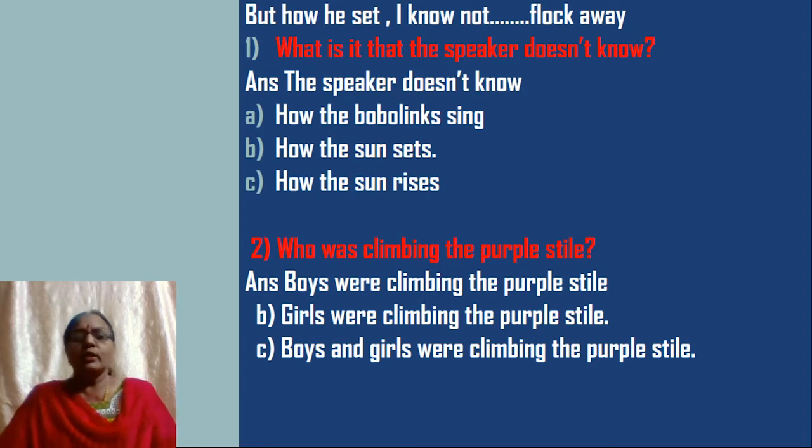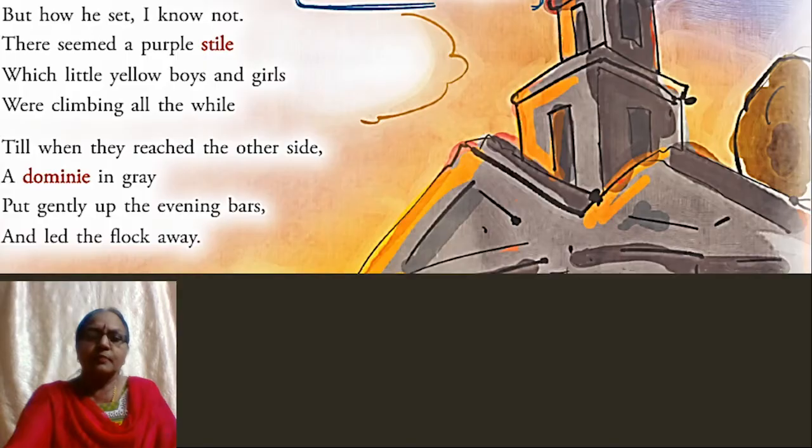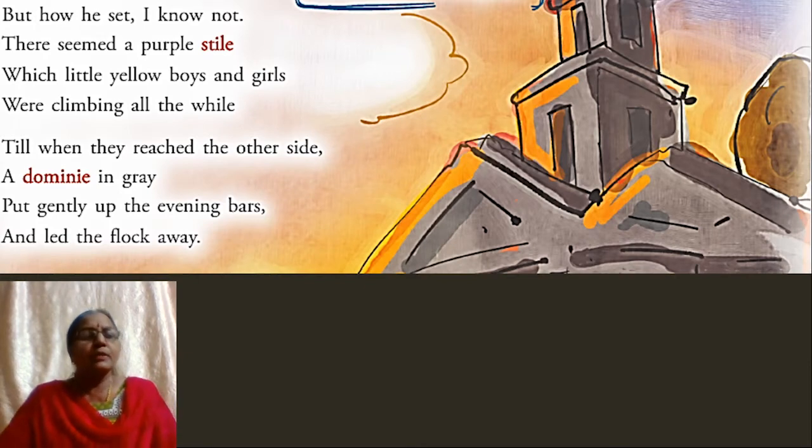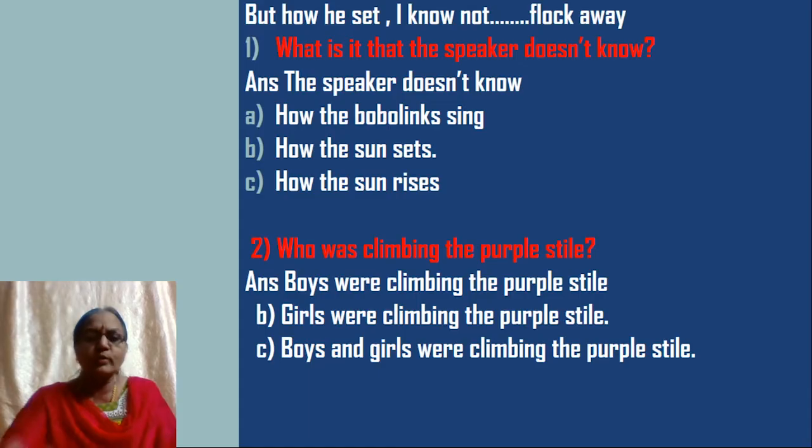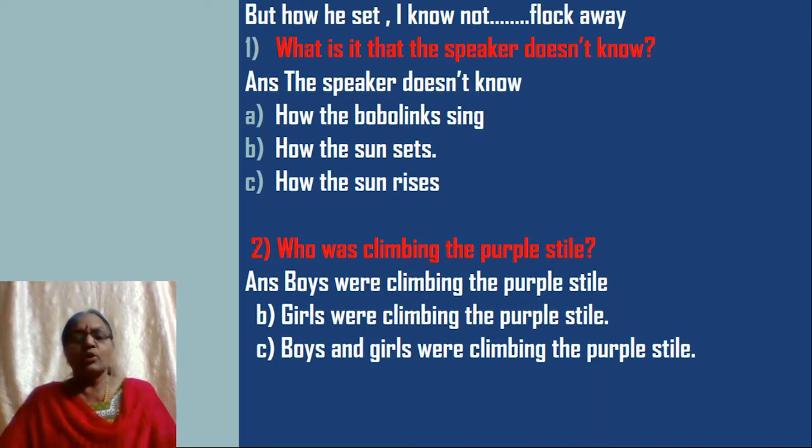Now, look at the question here. What is it that the speaker doesn't know? Let's go back to the stanza. But how he set I know not. There seemed a purple stile, which little yellow boys and girls were climbing all the while. This is the same type of question that you're going to get in your unit test, children. Here you have choices, and you're just going to click on the right answer.